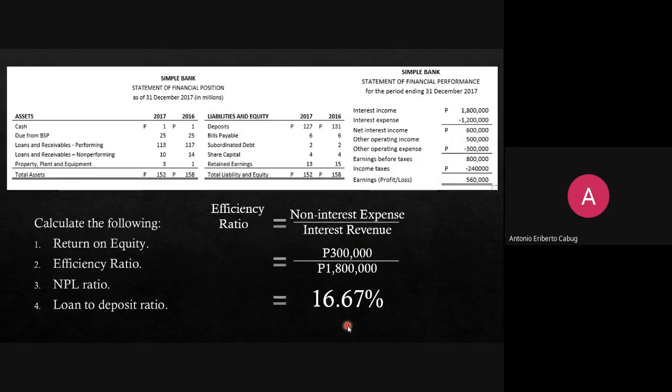Is the payment for the security and tellers worth it? Is the payment for the aircon, electricity and water for the bank worth it? Efficiency ratio would give an answer. For these expenses, what percent of the interest income do they constitute? Our answer is 16.67%. The lower the efficiency ratio, the better.